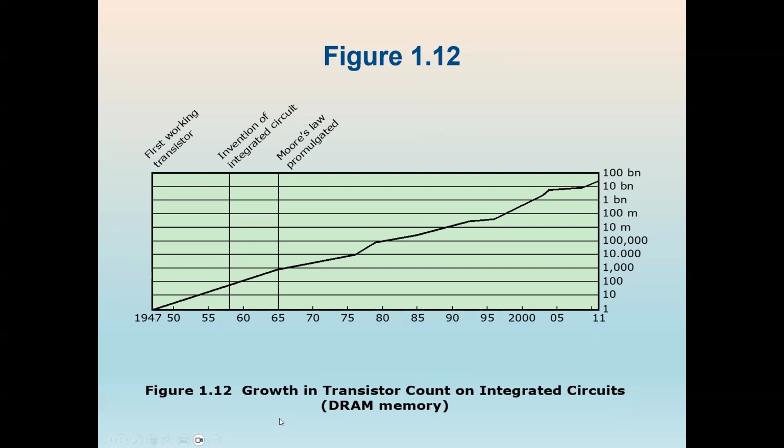So we can see the growth in transistor count on integrated circuits from 1947 up to around 2011, which is over 10 billion from just one in 1947. Here we have the first working transistors, then the invention of the integrated circuit in the 60s. Then Moore's law was promulgated in 1965. And we will discuss the concept of Moore's law.